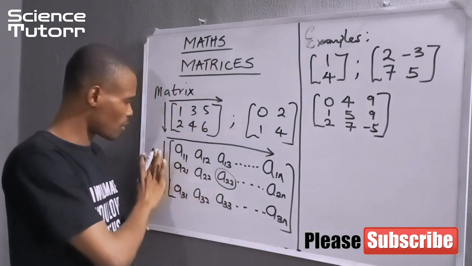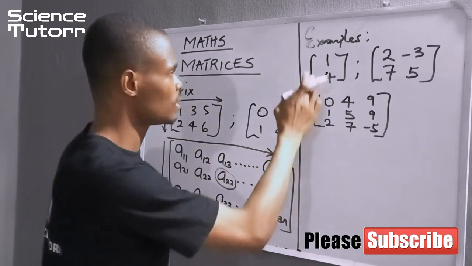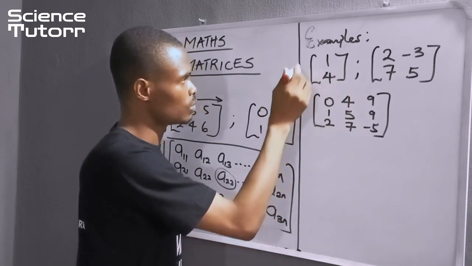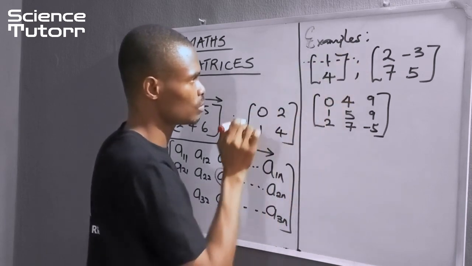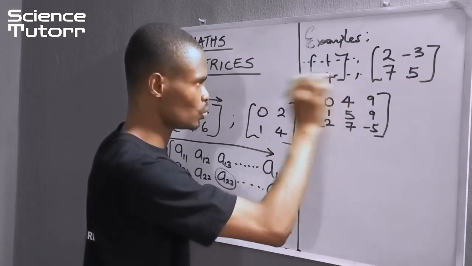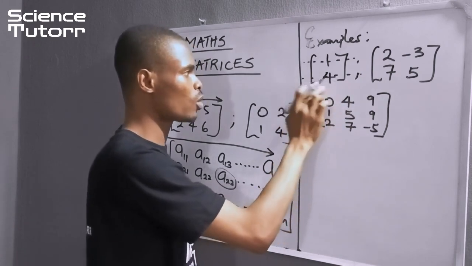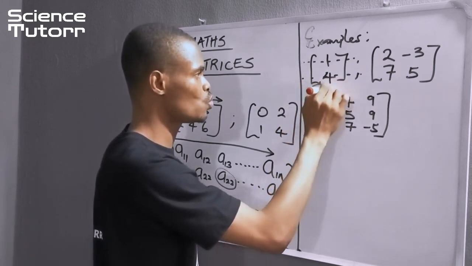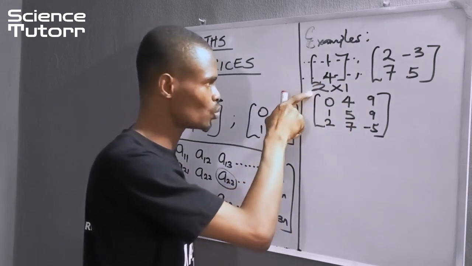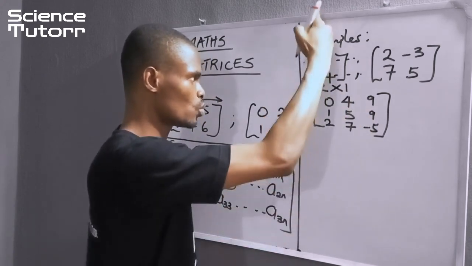Now, based on what we have looked at here, with rows and columns as a way of interpreting matrices, the first one, what type of matrix can we call this? You can see we have row 1, row 2, while for the column we have just 1. So in this case, we will call such a matrix a 2 by 1 matrix, meaning it has 2 rows and 1 column. 2 rows and 1 column.